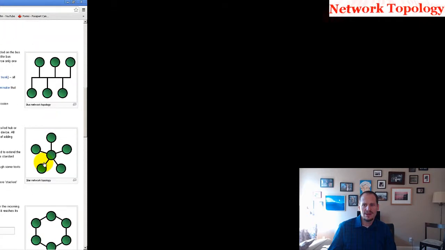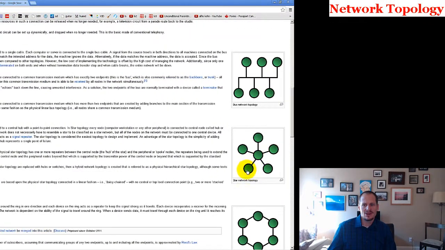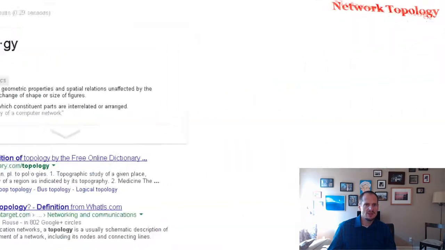The main one that we use today is the star network topology. That's the main one when we set up a network in a classroom or an office. The star topology would be all these individual computers connected to one main device in the middle. That main device might be a router, a switch, a hub, or a server, but you're going to have some device in the middle that is connecting all these individual devices. So that's what topology is.